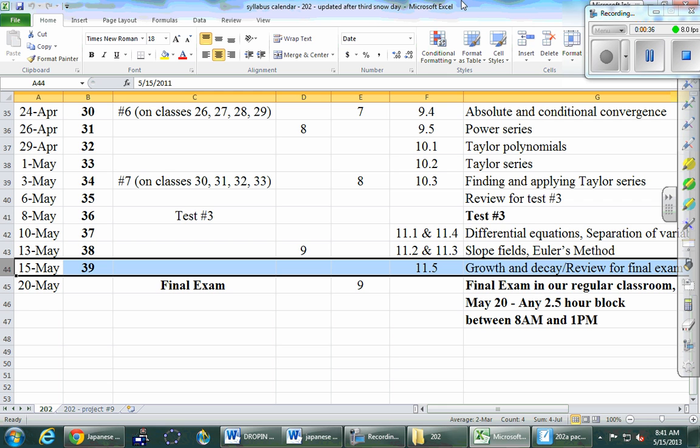All right, one other thing up here on the calendar, Project 9 is due at the start of the final exam. That was the reflection project. I do have other copies here, so let me know if anybody needs one.